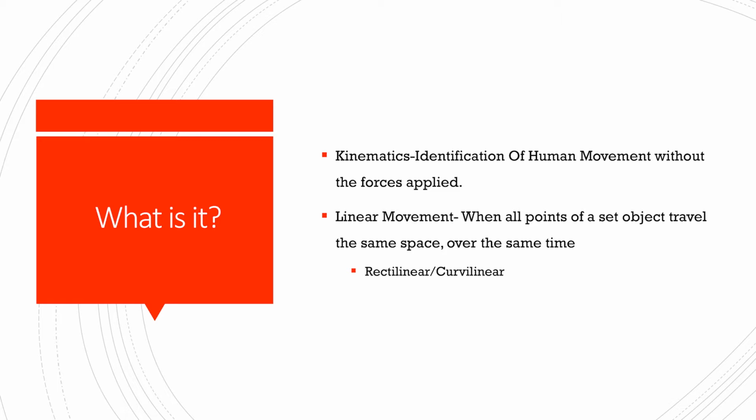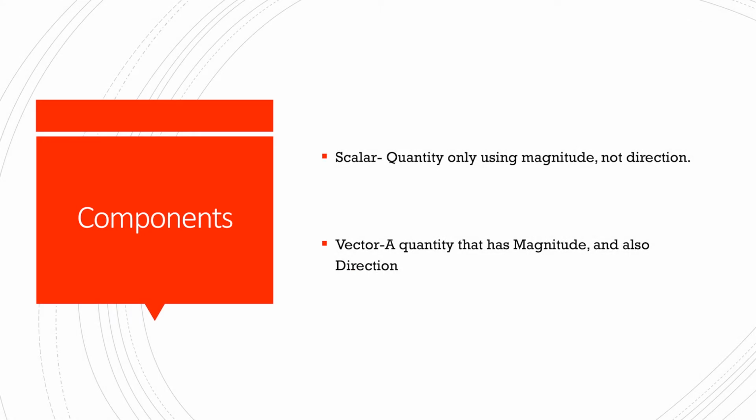And then curvilinear movement is basically the same principle, but say you're falling in a curved angle. This would still be considered a linear kinematic movement, since all points of your body, or not even your body, the object, are still parallel to each other and traveling the same distance, same time.